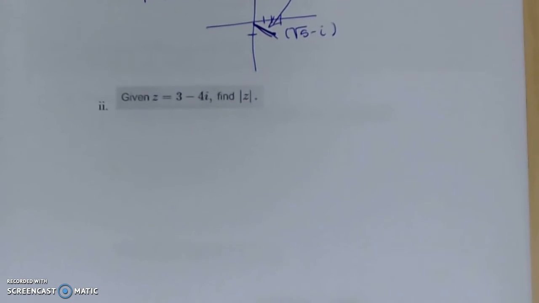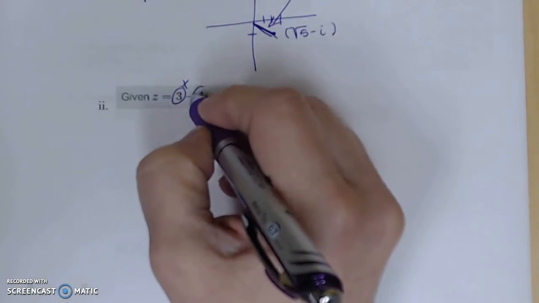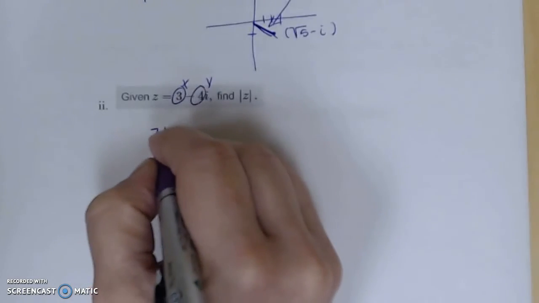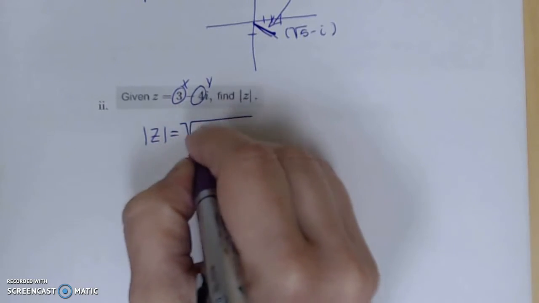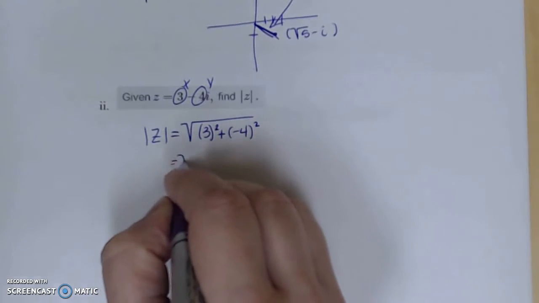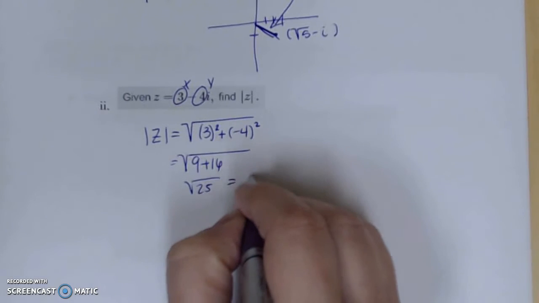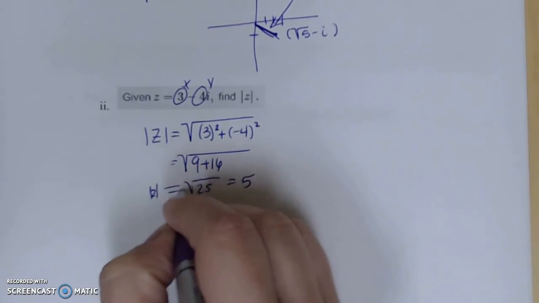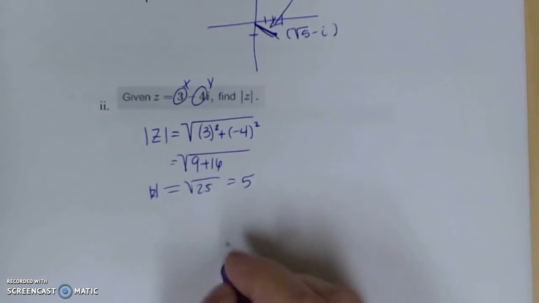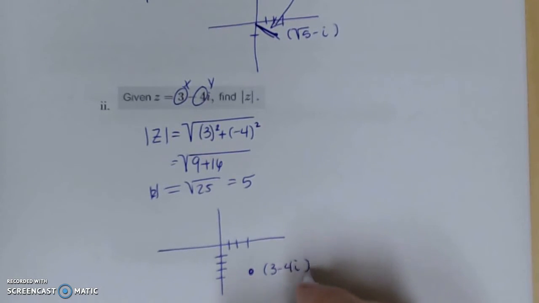Let's do this other example here, maybe one without a square root. But again, the same thing is true. So this would be your x, this would be your y. So I would say the absolute value of z is equal to the square root of 3 squared plus -4 squared. Just working out our arithmetic here. And we can see that the absolute value of z in this case would just be equal to 5. Again, graphically, we're at 1, 2, 3, 1, 2, 3, 4. So here's my point, 3 minus 4i.